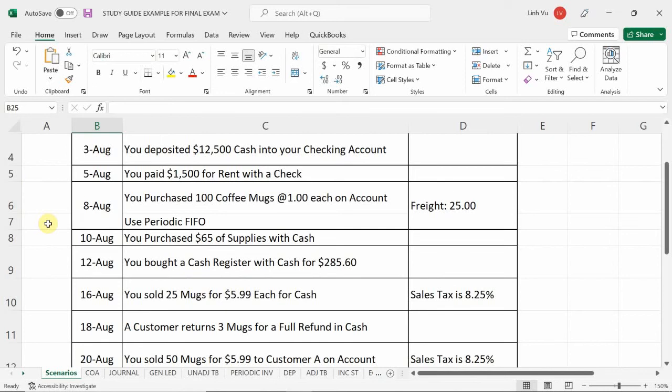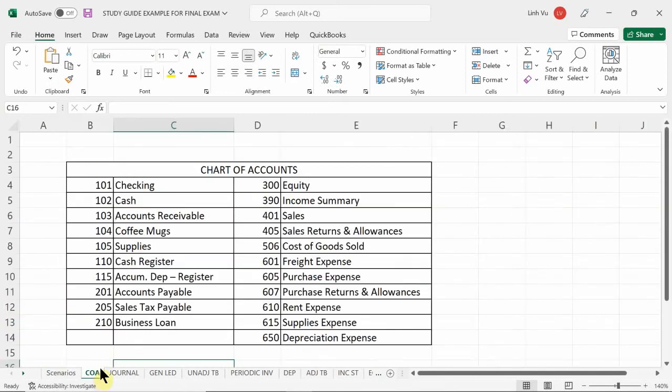Next, on August 10, okay, we end up purchasing $65 worth of supplies with cash, okay, because we still have cash on our hands. So we purchased $65 worth of supplies with cash. So, chart of accounts. What did I do?